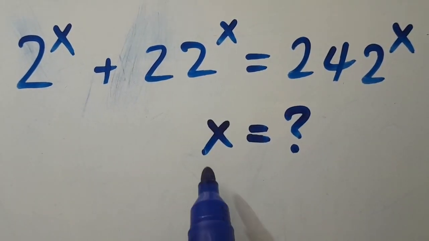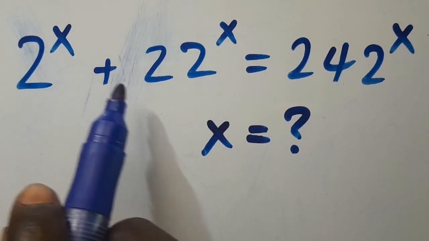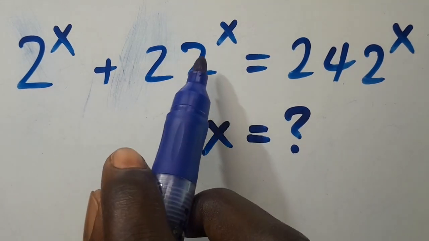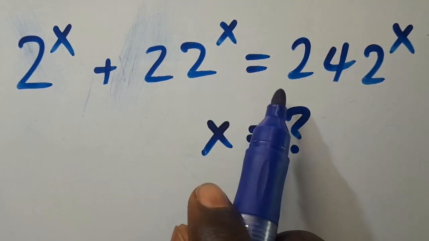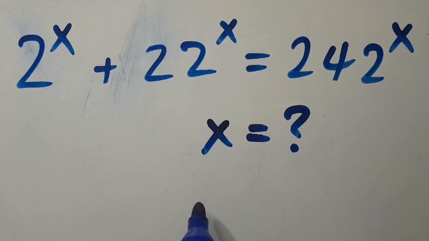Hi guys, you want to find the value of x given that you have 2 to the power of x plus 22 to the power of x equals 242 to the power of x. So let's get to the solution.